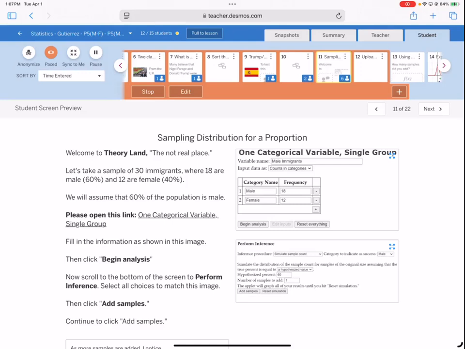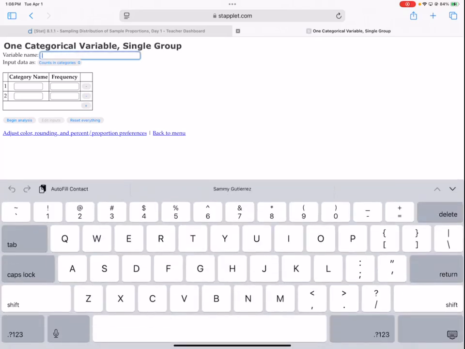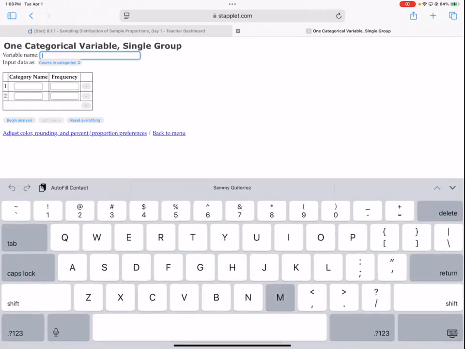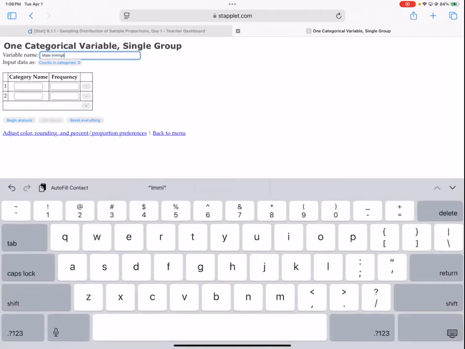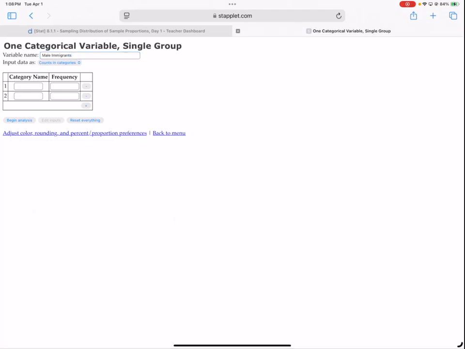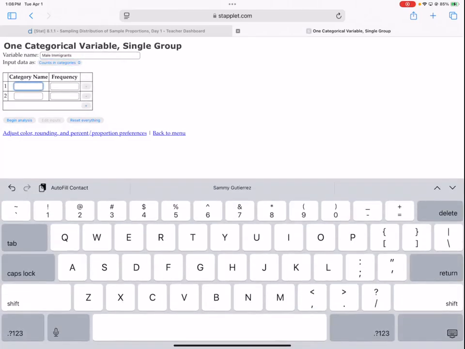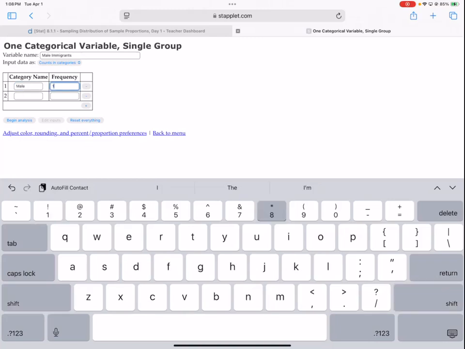Now, we're gonna type this in right here. So you should follow along as it goes along, because you're gonna take a screenshot and you're gonna upload it to get full credit. And I'll show you what that looks like. So we're clicking the link, everybody, so that you can get a little practice here. So our variable here, as was shown over here, is male immigrants. We have male that are 18 males, and we have female, which is 12 females.